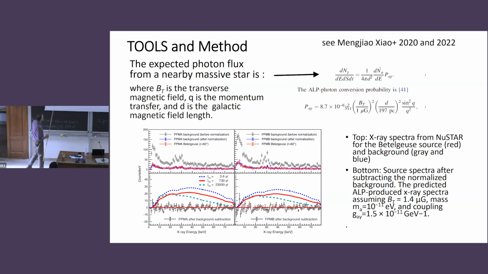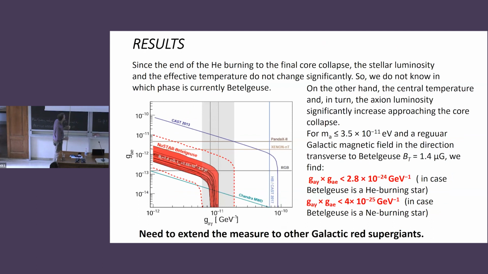And so probably our hypothesis or our hope is that Betelgeuse is in the helium burning, somewhere in the helium burning phase. So it's not a good candidate for this job, but maybe we may extend this kind of job to other, not so nearby, but to other galactic red supergiants to see if we may be more lucky.